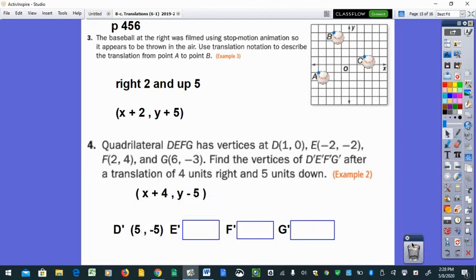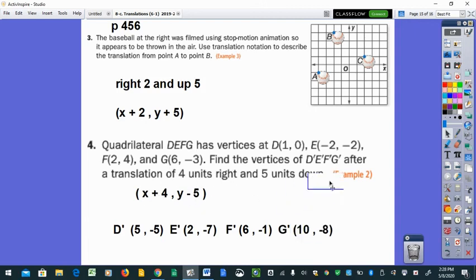And that's why we did the warm-ups, by the way. It's okay to use a calculator, but many of you hopefully are just going to be doing these in your head. We're going to take the negative 2 and add 4. And we're going to take the negative 2 here and subtract 5. And negative 2 minus 5 is going to give us negative 7. 2 plus 4 is 6, and 4 minus 5 is negative 1. 6 plus 4 is 10, and negative 3 minus 5 is negative 8.